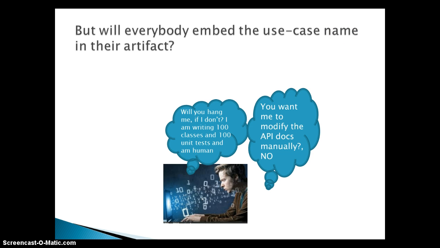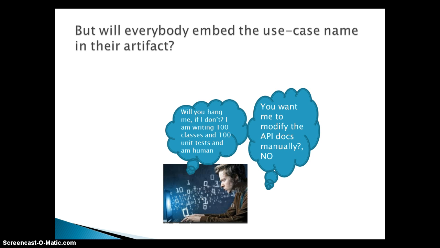But how to relate this use case, or how to embed this use case name in these artifacts? One solution to this problem, grouping all the documents or artifacts which are related to a use case, can be achieved by embedding the use case name in each of these artifacts. But if we do it manually, it will be error prone, or a nightmare for huge code.